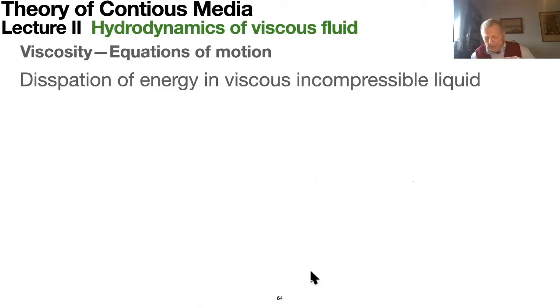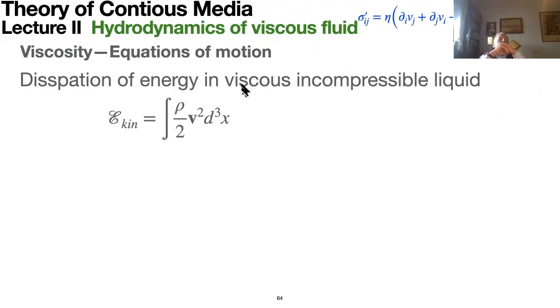So the last topic for today will be the dissipation of energy in a viscous, incompressible liquid. Let me again write the expression for the viscous stress tensor, and let me now calculate the kinetic energy of the liquid. The kinetic energy of a liquid is the integral of the density times velocity squared divided by 2. For this incompressible liquid, the density is just a constant. So I can use the identity that the time derivative of rho v squared over 2 is just rho times velocity scalar product with the derivative of the velocity.